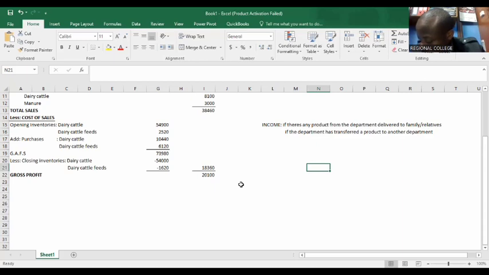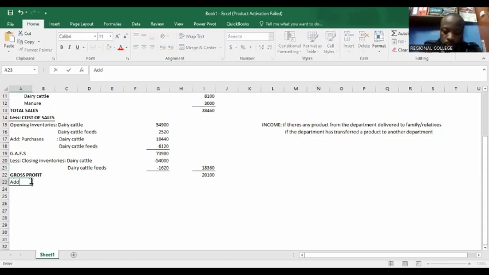So if I go to note number 2 from the additional information: during the financial year ended 31st October 2019, the following distributions of farm produce were made. Maize consumed by family members, so maize is under the crop. Milk delivered to relatives' hotels. So there is a certain income to be given there. So you can say add incomes.